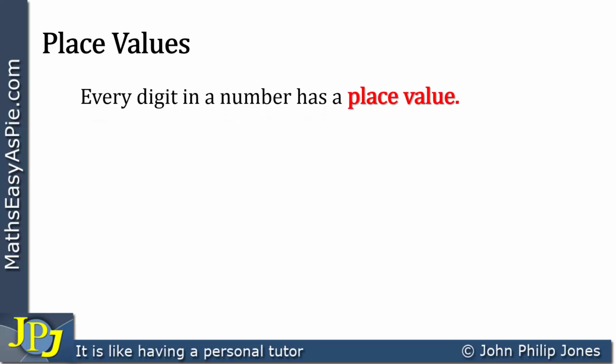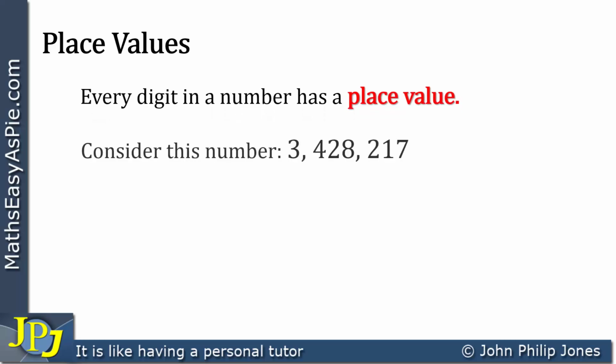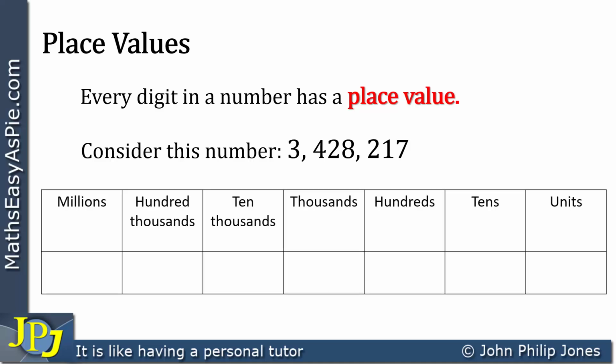Every digit in a number has a place value. So if we consider the number 3,428,217, we can place it in a table. And if you have a look at the heading to the columns, you can see it's units, tens, hundreds, all the way up to millions.